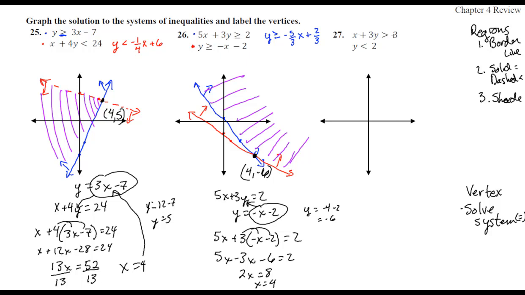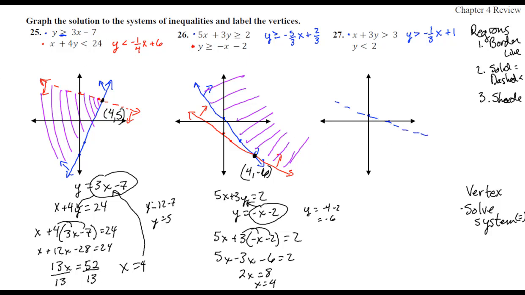x plus 3y is greater than 3. Let's solve this for y. So we'd have to subtract the x over. So we'd get y greater than negative 1/3 x plus 1. So again, that would be subtracting the x and then dividing everything by 3. So that is, we go up here at plus 1, and it's down 1 over 3. So it looks like that, and that is a dashed line.